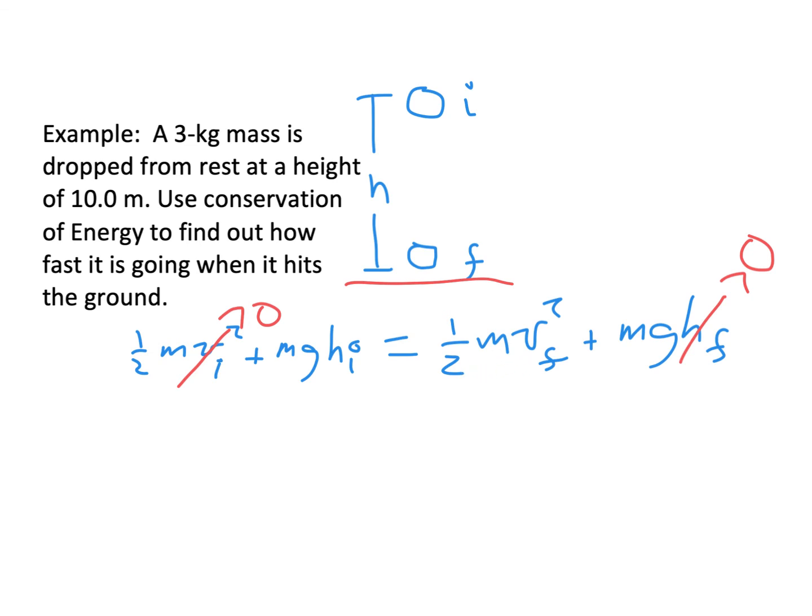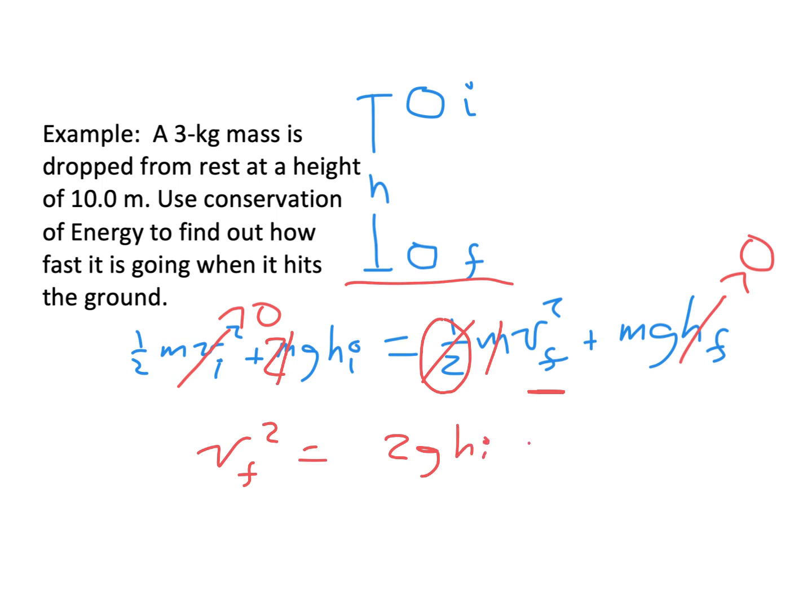Now here's another fun thing. Mathematically we can say there's an m on that side and an m on that side. Every term has an m. You can divide by m and cancel all those m's. And we're looking for v final, so we can solve for that. So if I multiply both sides by 2, that 1/2 will cancel, and I'll end up with a 2 there. And I get that v final squared is equal to 2 times little g times the initial height.